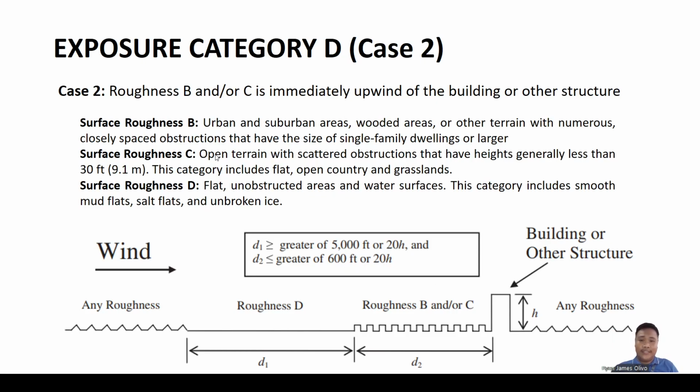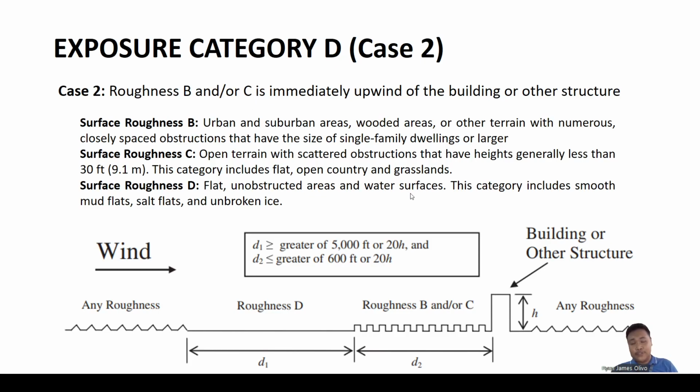So what is category C? Category C is open terrain and category B is urban. Category D is flat. This is what you will need to remember: just consider category D if you are near the coast or if you have something like this case 2. So you know the difference between exposure category B as in boy and exposure category D as in dog.